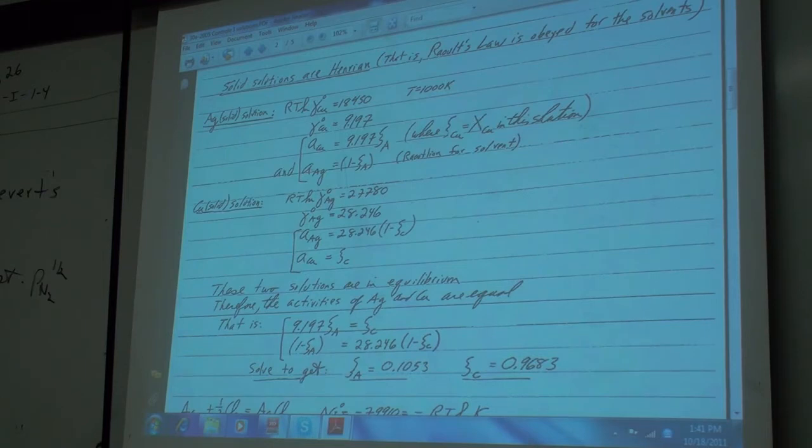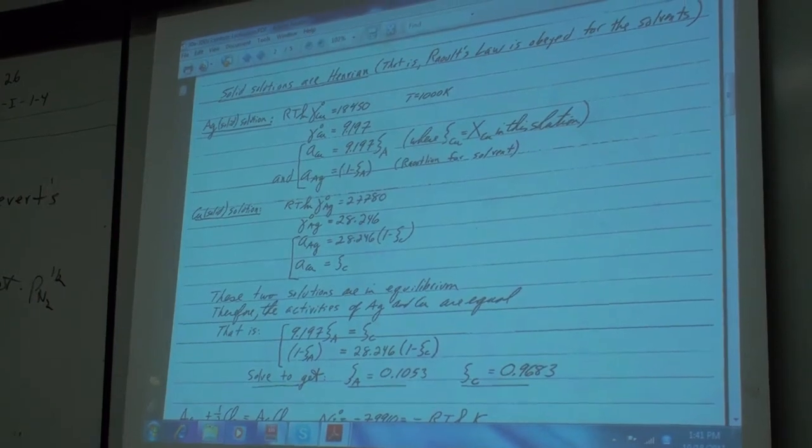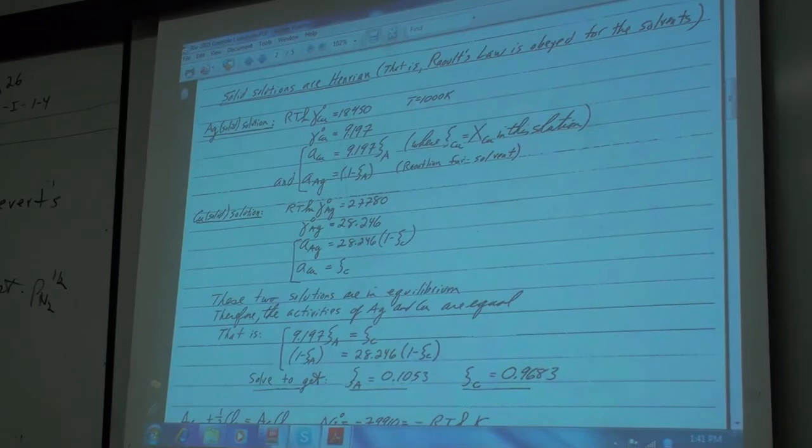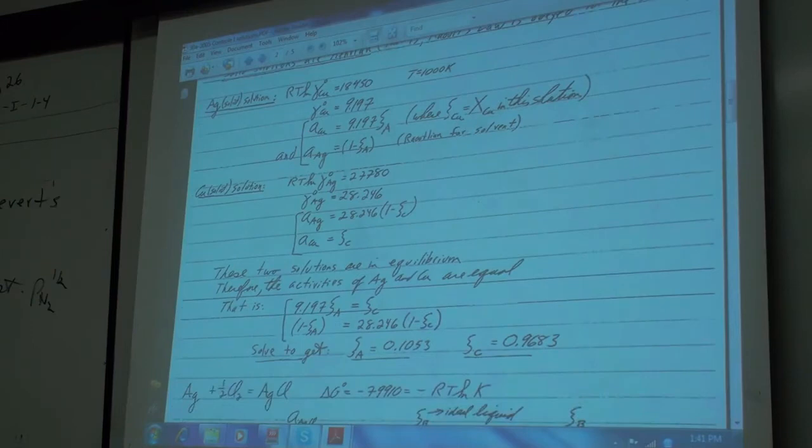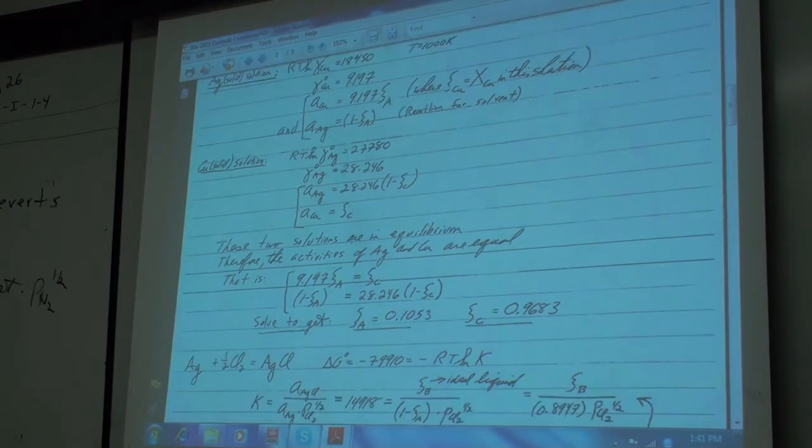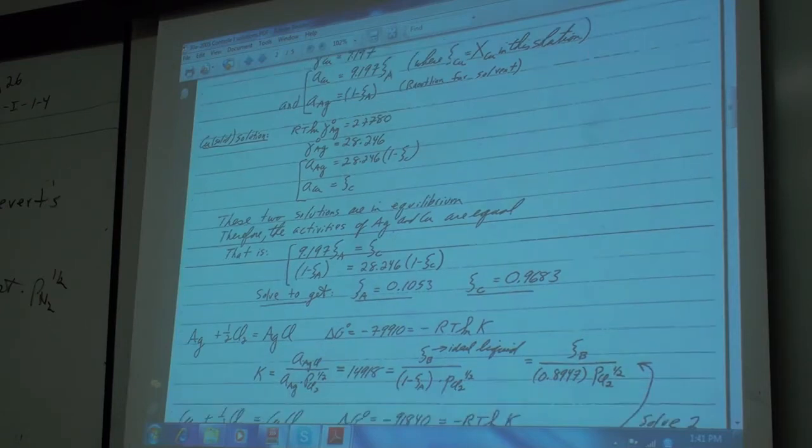And the activity of silver at point A is 1 minus psi_A, because it's relative for the solvent. psi_A is the composition of the silver-rich end of the line. We do the same thing at the other end, the copper-rich solution, point C, at the right-hand side of that invariant line. The activity of silver is that, and the activity of copper is that. All three phases are in equilibrium along that line, the two metals and the chloride, but the two alloys are in equilibrium with each other. Therefore, the activities of silver and copper are equal in the two solutions.